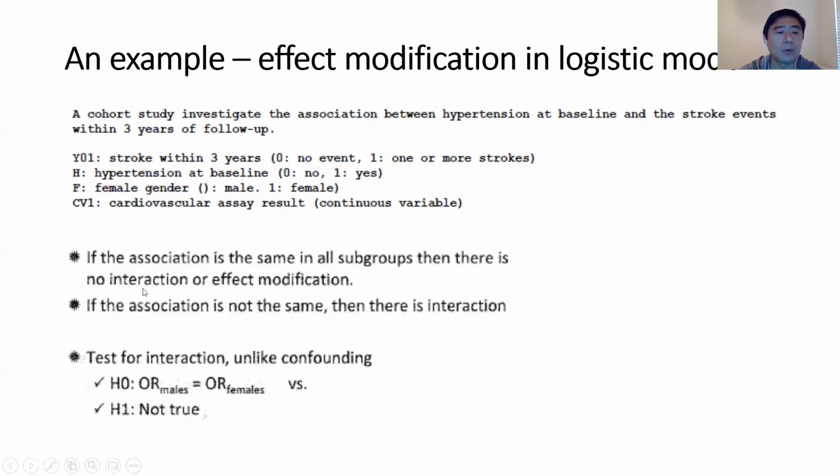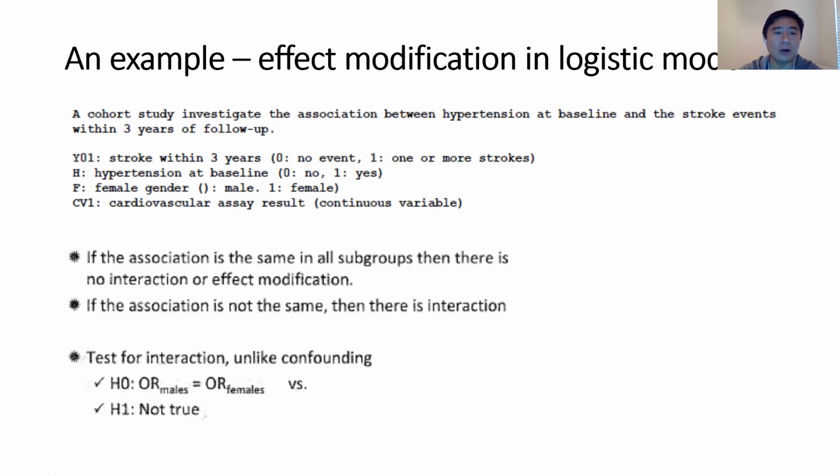And here we want to see if the association is the same in all subgroups, and then there is no interaction or effect modification. If the association is not the same, then there's going to be an interaction. And just a quick review for testing the interaction, the null hypothesis is that the odds ratio for males is equal to the odds ratio for females, that means there's no interaction for gender on the main exposure hypertension. But if this is not true, that's the H1, the alternative hypothesis. It basically means the odds ratio for males is not the same as the odds ratio for females.